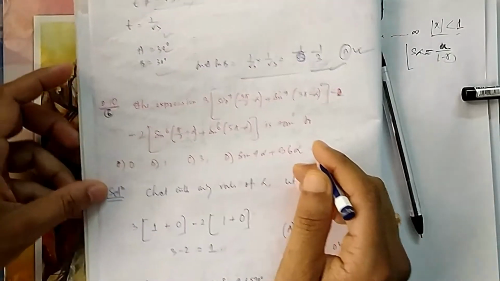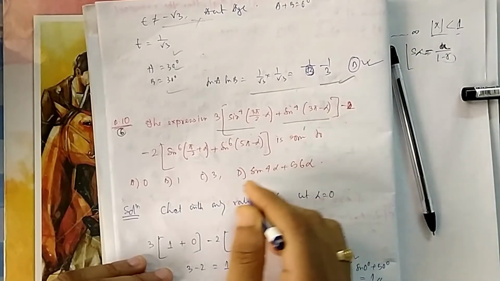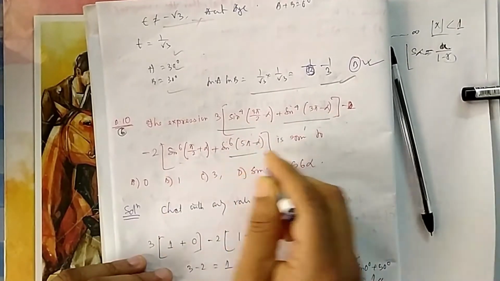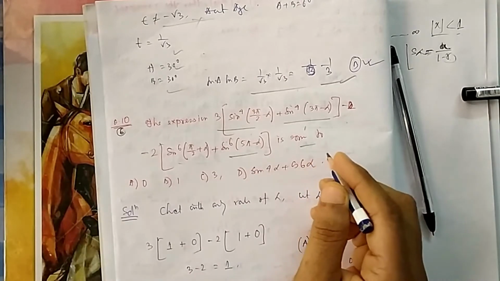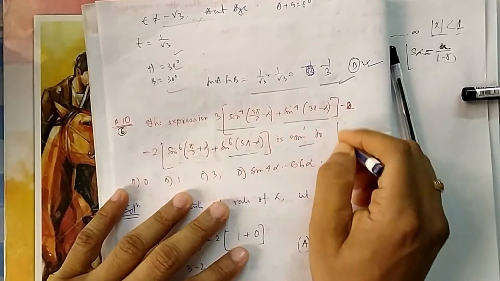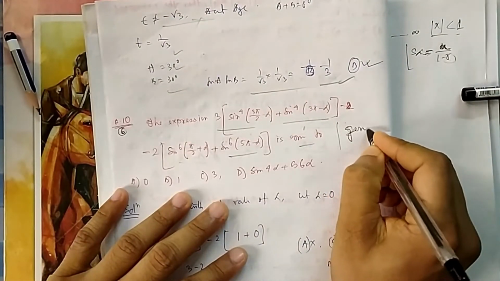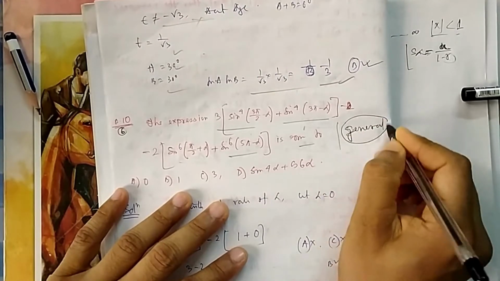Now if you see question number 6, the expression of these three sine to the power 4, minus 2 sine to the power, this expression is equal to. Now once you see this type of questions, you will find again this type of approach. This is known as general questions approach. This type of questions is known as general. Do you remember this one? This is a very important concept.